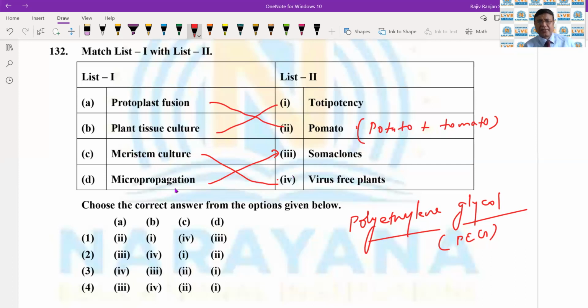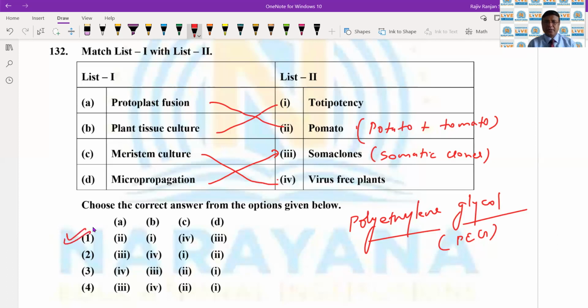Micropropagation is a technique in which a very small part of the plant is used, and this leads to somaclones. Somaclones are somatic clones. A clone is a population that is raised asexually from a single parent. So when asexual reproduction or vegetative propagation takes place, an asexually raised population is produced, which is called a clone. Here, somaclones are the population produced by micropropagation of either a tissue or a single cell. So the correct option is 1.